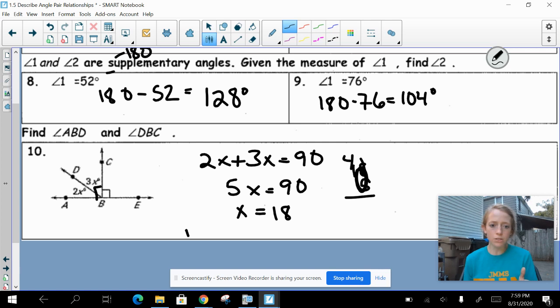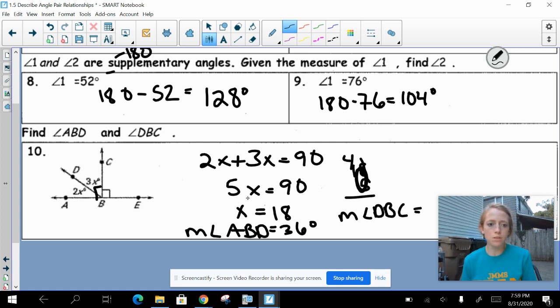That means that the measure of angle ABD is equal to 2 times 18, so 36 degrees. And the measure of angle DBC is equal to 3 times 18, so add another 18 to that, and you get 54 degrees. Okay, this is my evening brain. It starts declining at 8 o'clock.